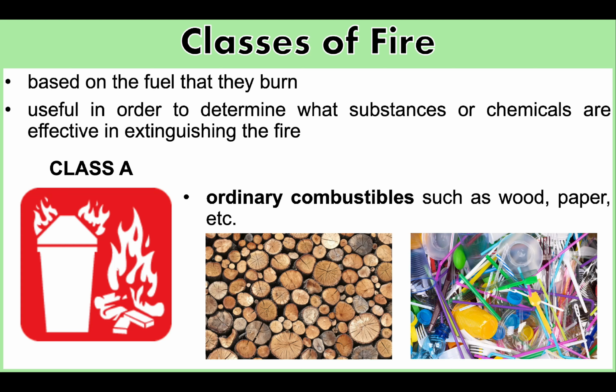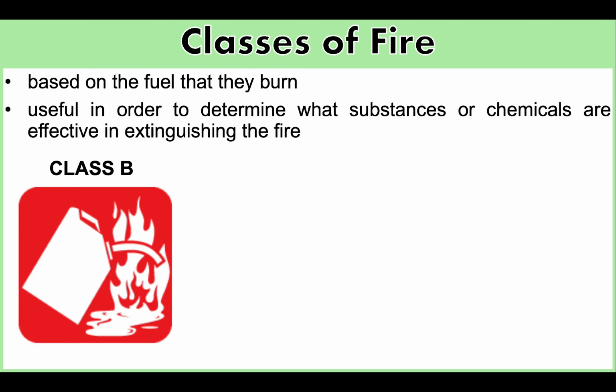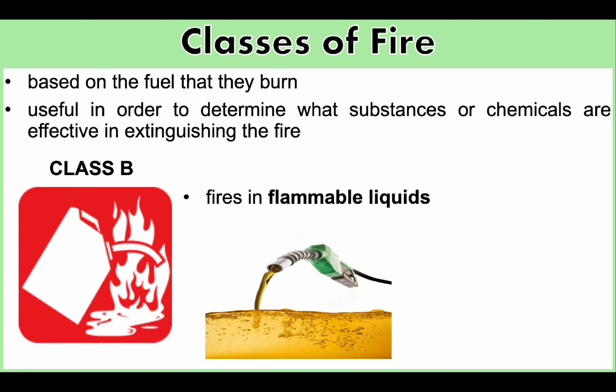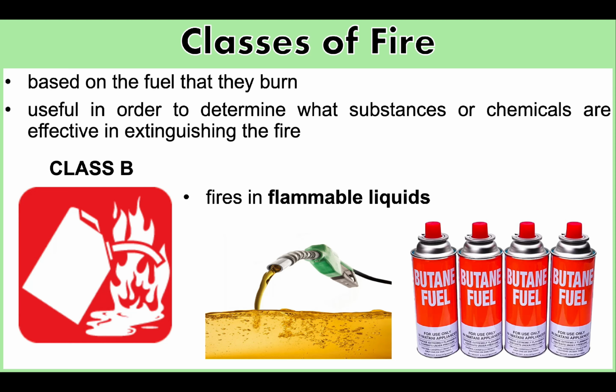Next, we have Class B. Class B fires are fires in flammable liquids such as gasoline, petroleum, greases, tars, oils, oil-based paints, solvents, alcohols. Class B fires also include flammable gases such as propane and butane. They do not include fires involving cooking oils and grease.